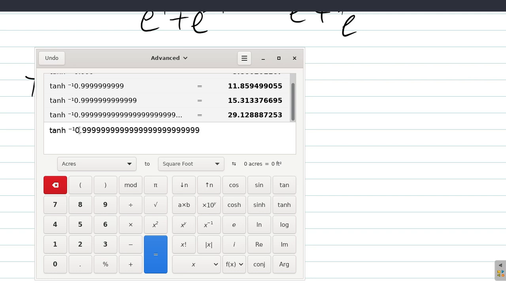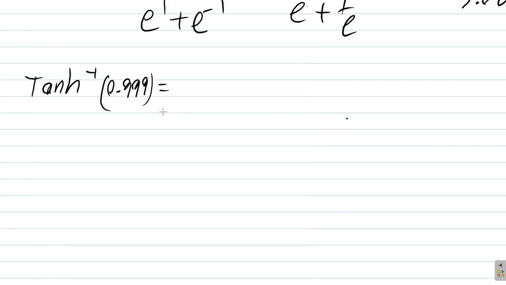But suppose we want the tan inverse of 1. What would it be? Undefined. The tan inverse of 1.1? Undefined. You cannot reach 1. You cannot touch 1. You can get close to it but not touch it. So let's look at a little thing here.